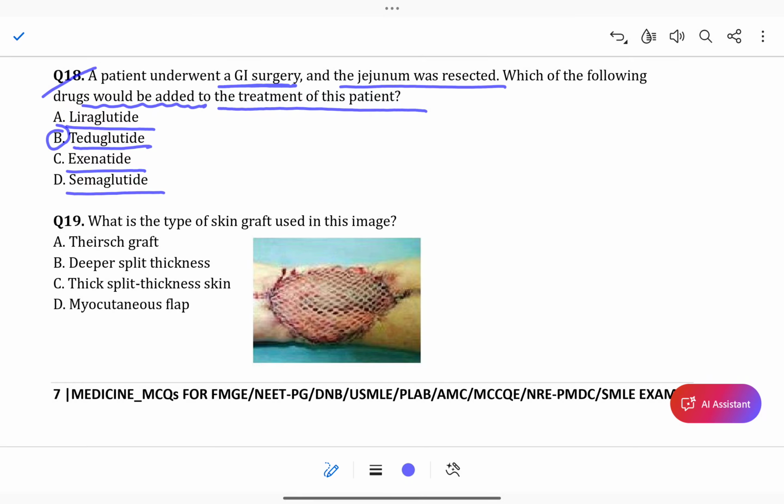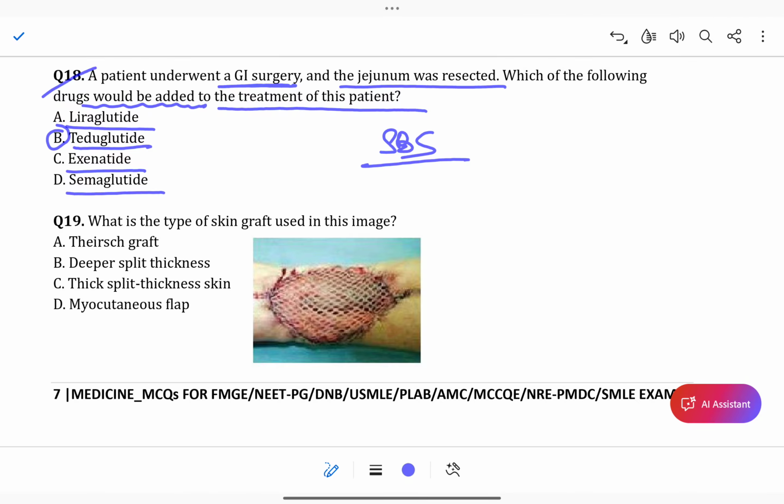Teduglutide, option B, is the appropriate drug to add. Why? Reason for teduglutide: jejunum resection often leads to short bowel syndrome (SBS), causing malabsorption of fluids and nutrients that require parenteral support.